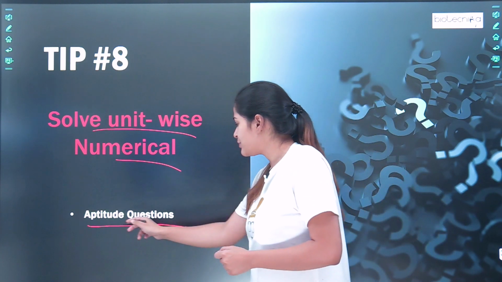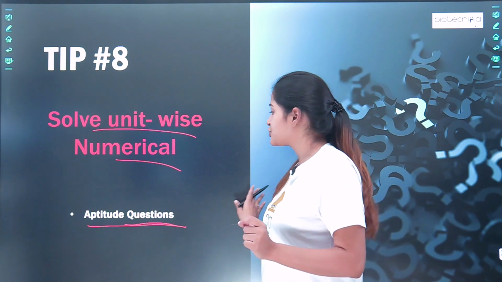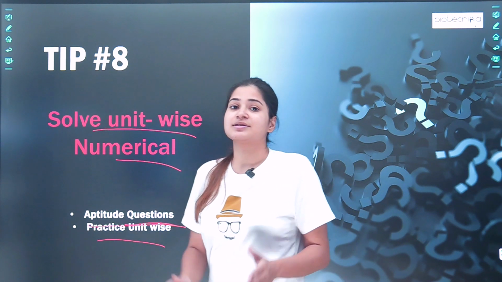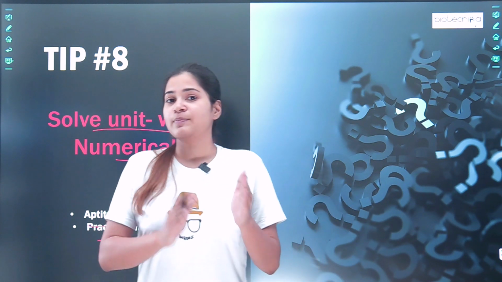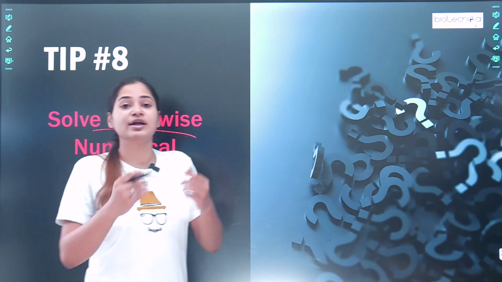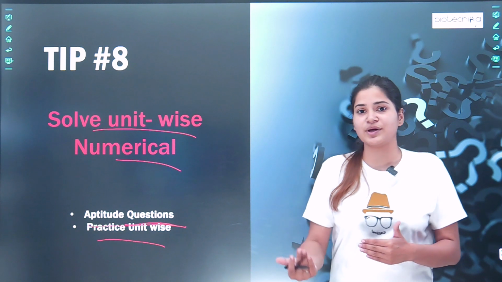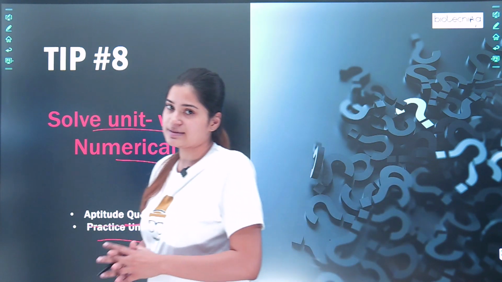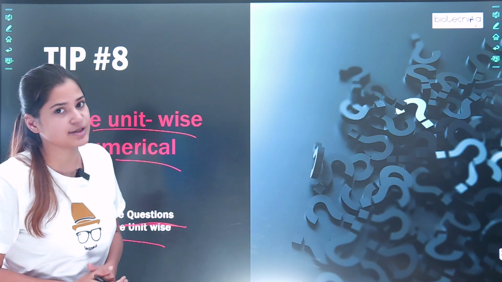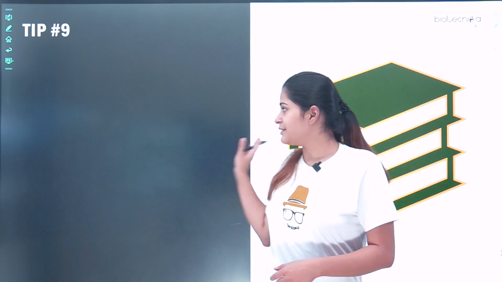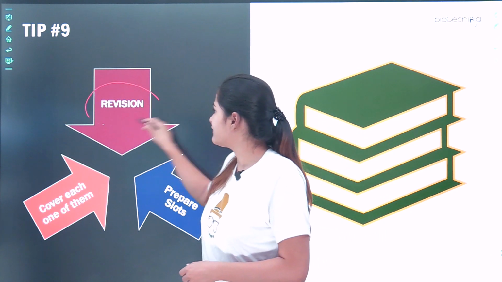So you should solve aptitude questions unit-wise, you should approach the numericals, and you should practice unit-wise. Unit-wise practicing will help you, because it will give you a trend of the topics. It will give you the trends of the questions that have been asked in the CSIR syllabus, and unit-wise you will know the weightage of each one of them. So you should practice the questions unit-wise, and then you have to revise.